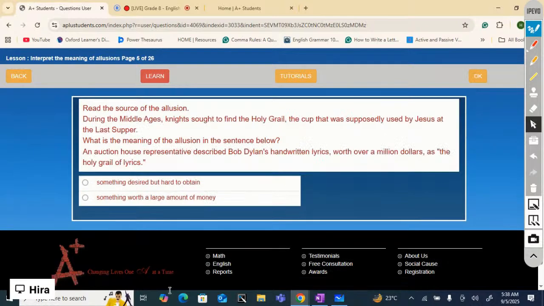During the Middle Ages, knights sought to find the Holy Grail, the cup that was supposedly used by Jesus at the Last Supper. What is the meaning of the allusion in the sentence below? An auction house representative described Bob Dylan's handwritten lyrics worth over $1 million as the holy grail of lyrics: something desired but hard to obtain, something worth a large amount.